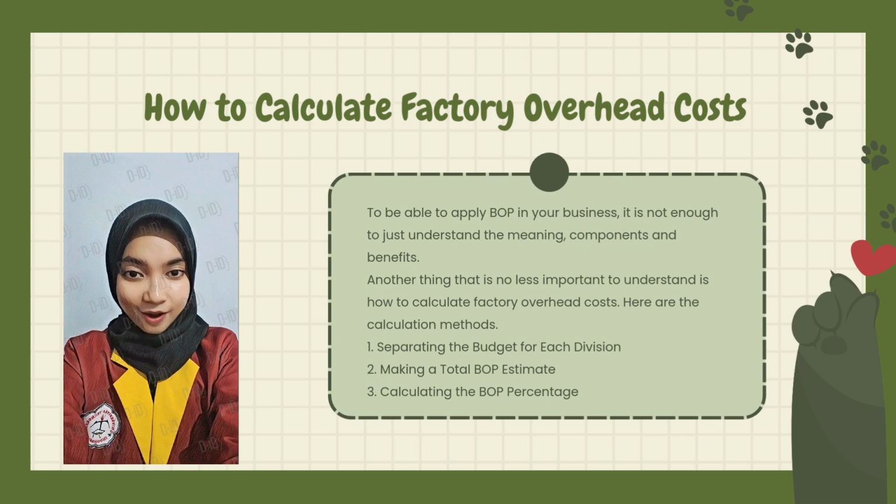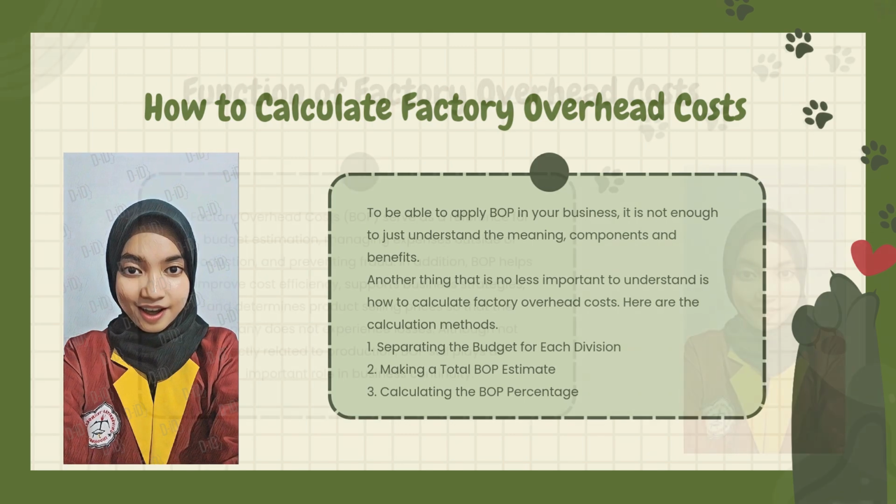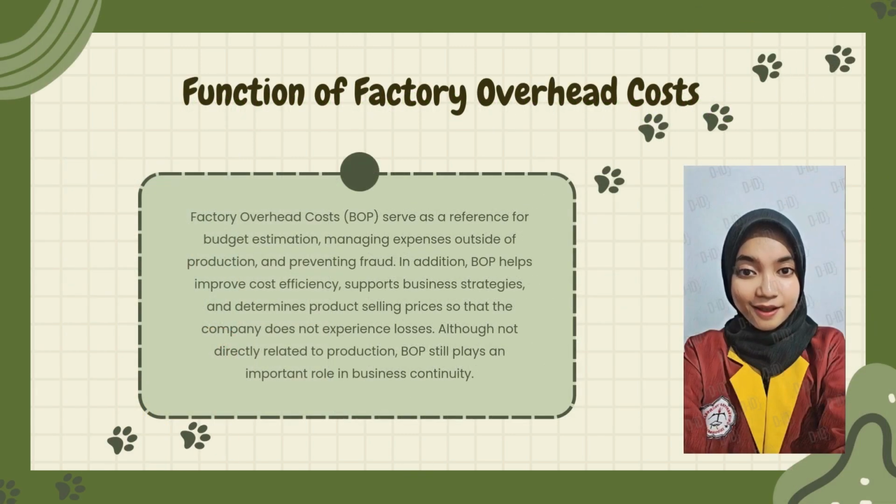You only need the total BOP divided by the total production cost and multiplied by 100%. From that percentage, it is then divided again for each division according to its needs. Generally, the marketing division gets the largest BOP budget. This is because their obligation to expand product marketing requires a fairly large budget.